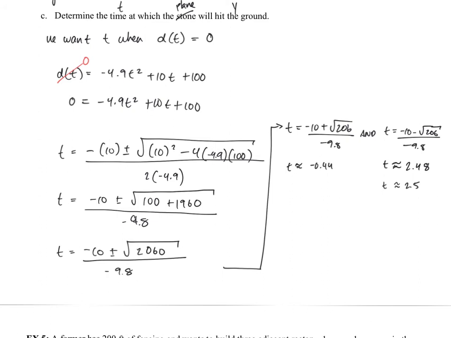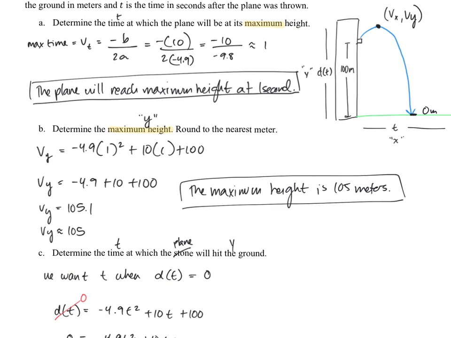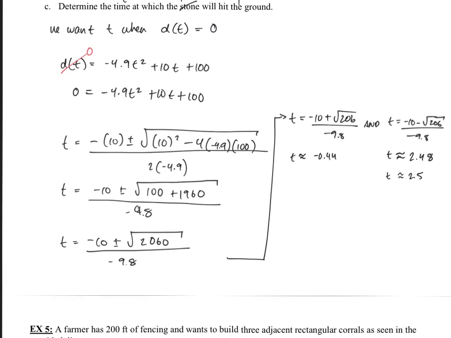Okay, what does this mean? Well, we have two options. Our plane hits the ground at either negative 0.44 seconds or 2.5 seconds. Does it make sense for a plane to hit the ground at negative 0.44 seconds? No. Can't have negative time.